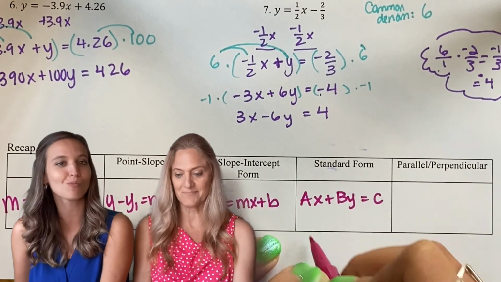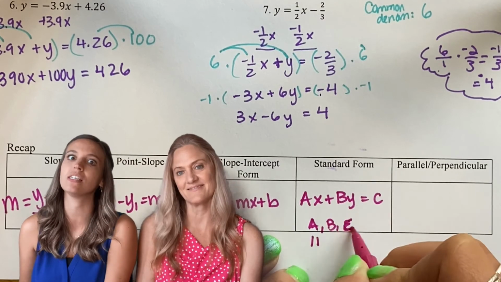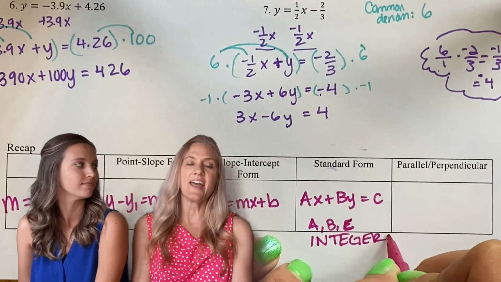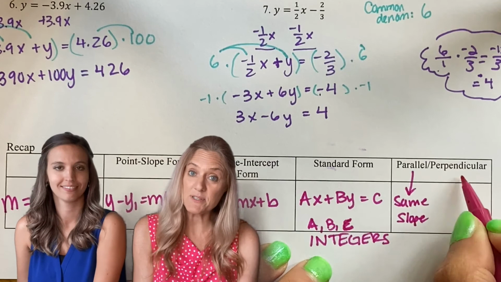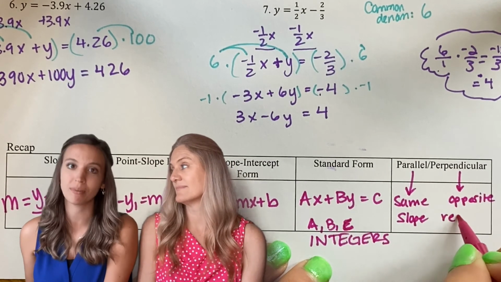Standard form. Ax plus by equals c, where a, b, and c are integers. And parallel lines have same slope. Perpendicular have opposite reciprocal.